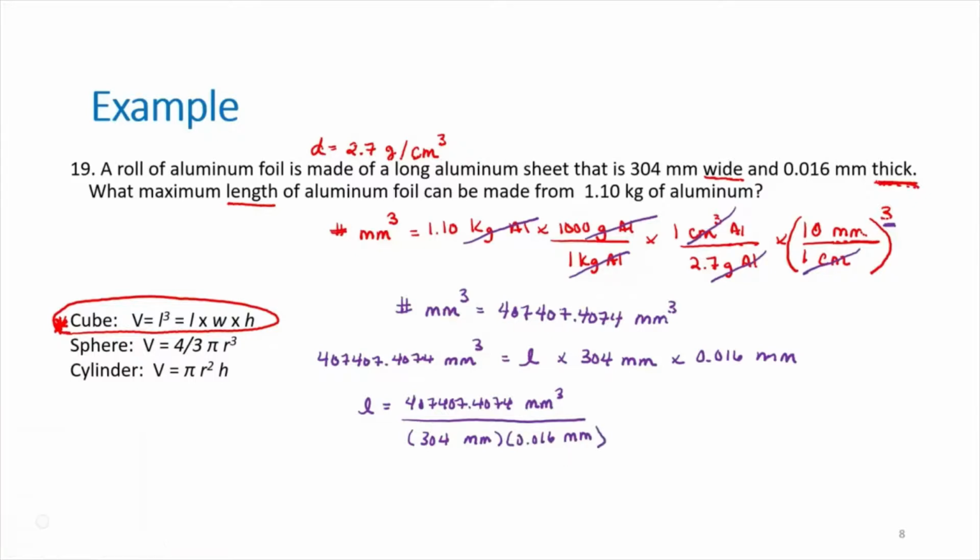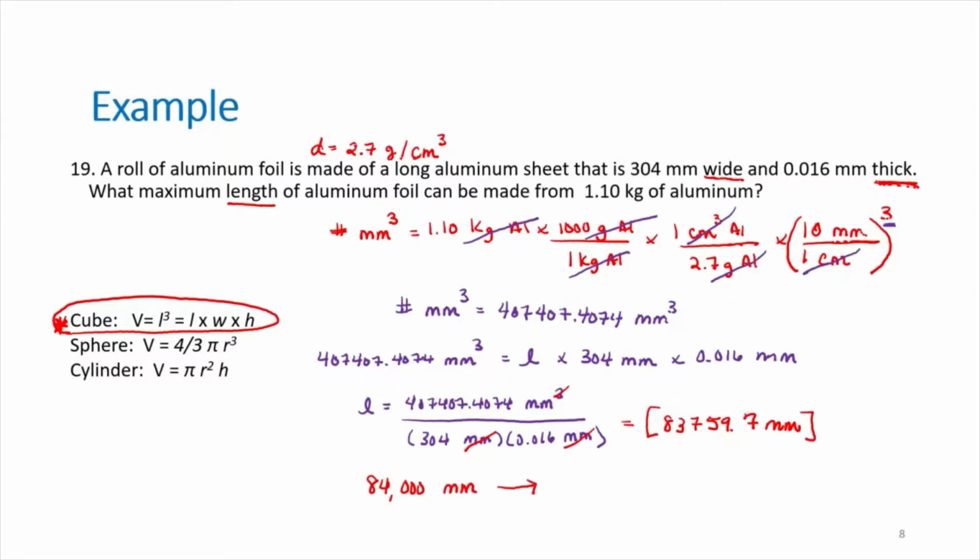Note here that this millimeter cancels out with two of them up there. And this gives me a final calculated answer of 83759.7 millimeters. It's a pretty big number. I'm going to actually convert that to meters. So, and I'm going to round to 2 sig figs. So, first, that equals 84,000 millimeters, which I'm going to convert.